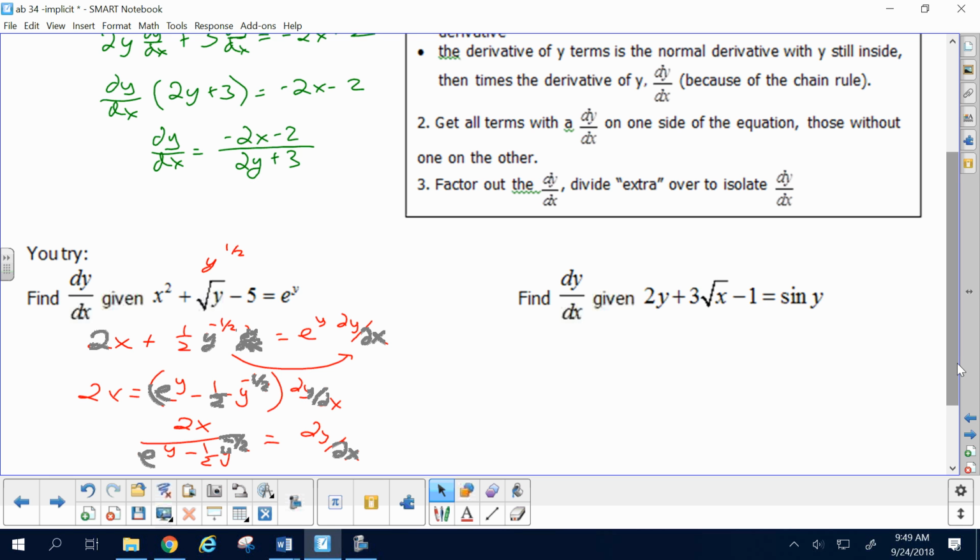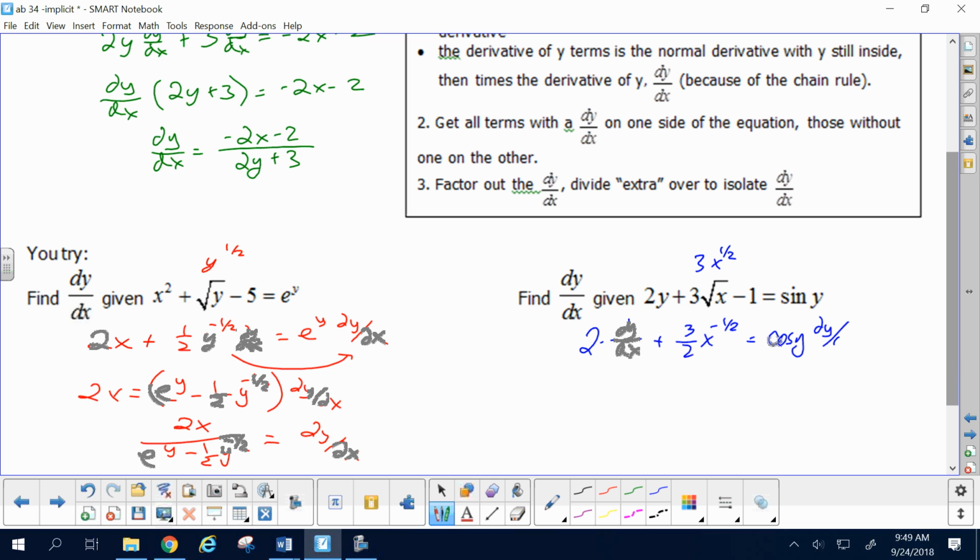Ready? Let's go. Good? Lainey? Okay, so 2y, I did not take the derivative. So something like 2y's derivative is 2, but times the derivative of the inside, dy dx, plus, that's 3x to the half, so its derivative is 3 halves x to the negative 1 half. 1's derivative is 0. Sine of y is cosine y dy dx.